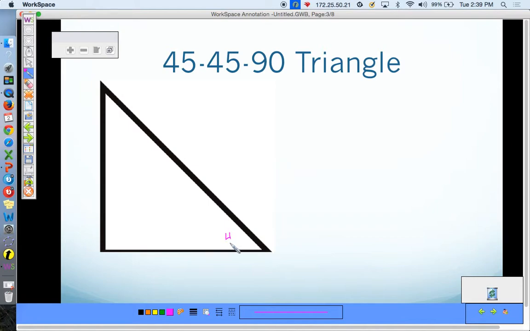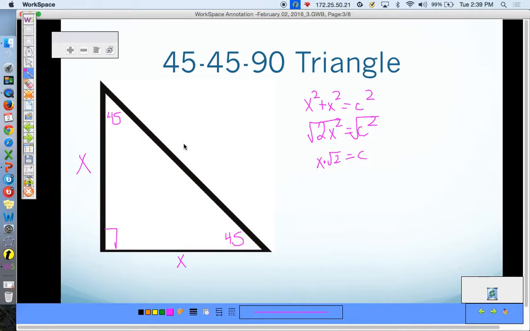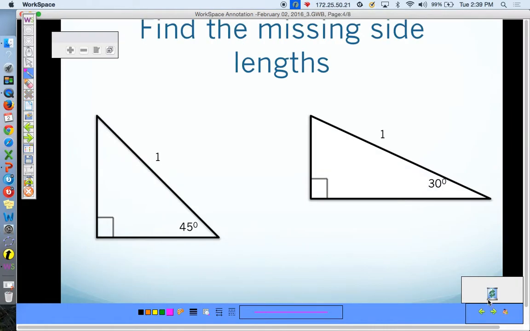In our 45, 45, 90 triangle, we know it's isosceles, so if these two sides are x, then x squared plus x squared equals our hypotenuse squared. So 2x squared equals c squared. Taking the square root, x times the square root of 2 equals c. So our hypotenuse has the ratio x times the square root of 2.